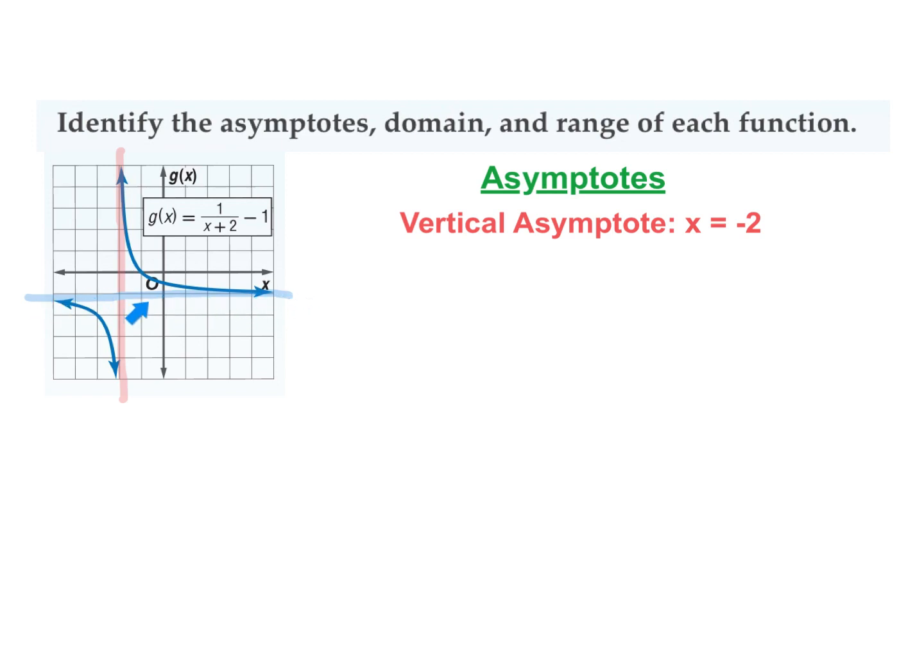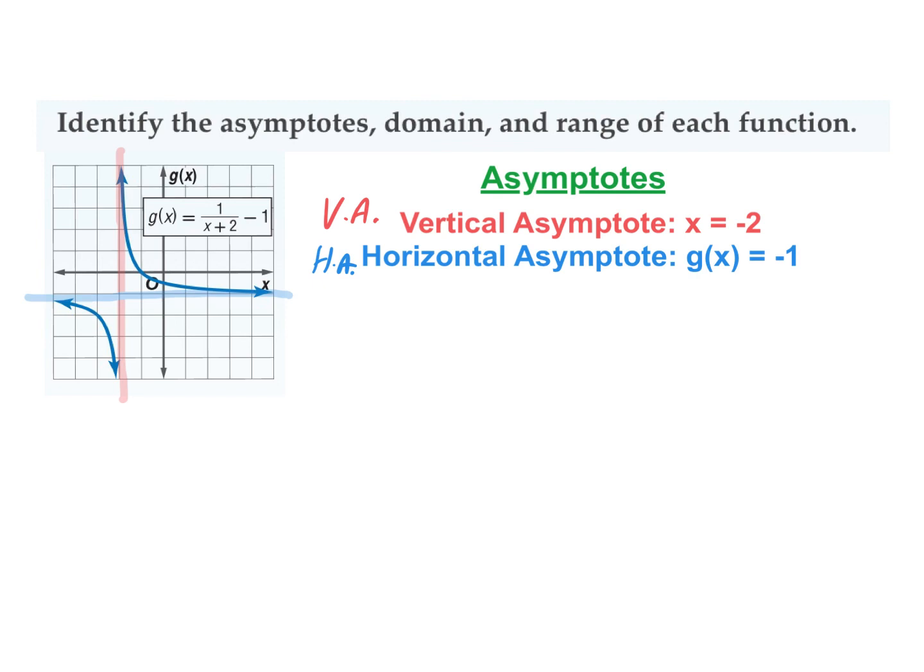Y equals negative 1 if there was a y in this problem. G of x equals negative 1. That is my horizontal asymptote. And again, if you wanted to, instead of writing it all out, you could write VA and you could write HA. I just want you to identify the horizontal and the vertical, please. So we've done the asymptotes.